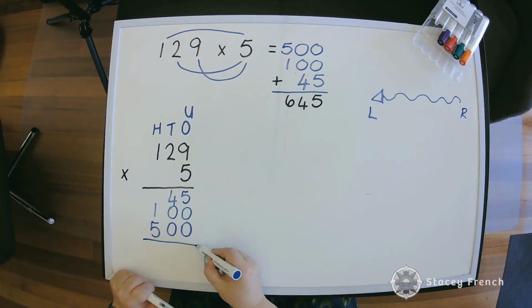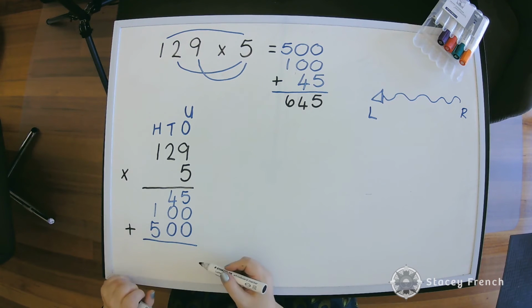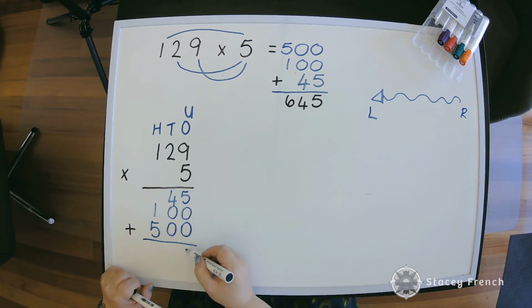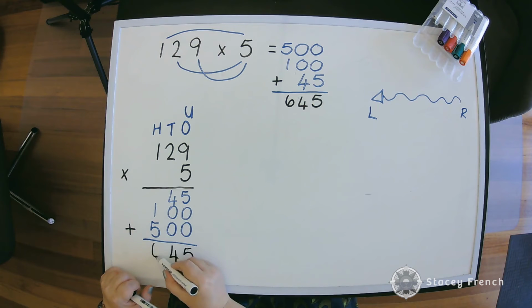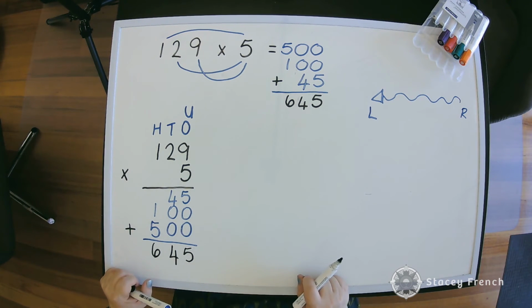Put them back together. Remember, right to left, so we do our ones first. 5 plus nothing is 5. 40 plus nothing is 40. 100 plus 500 is 600. Both of them have the same answer, just different ways of solving the sum.